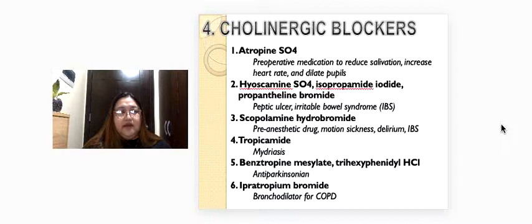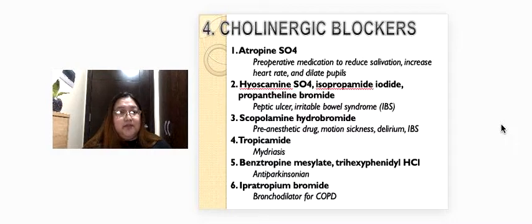Second, no, hyoscine, isopropamide, iodide, and propanthiolene bromide, no, peptic ulcer, and IBS, or irritable bowel syndrome. So, it decreases the peristalsis. Third, scopolamine hydrobromide, no? It's a pre-anesthetic drug, again, to reduce saliva during operation. Pwede rin siya for IBS, no? And yung motion sickness and delirium, nandiyan siya.